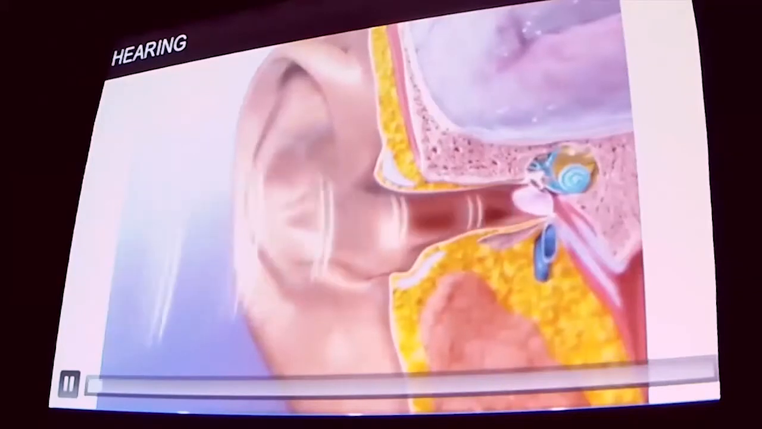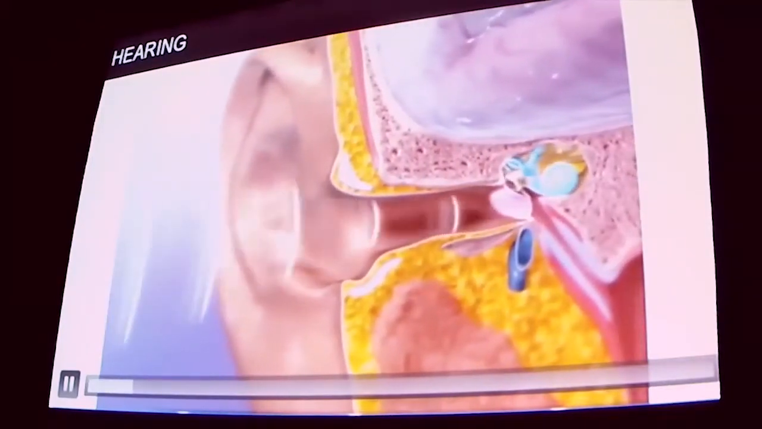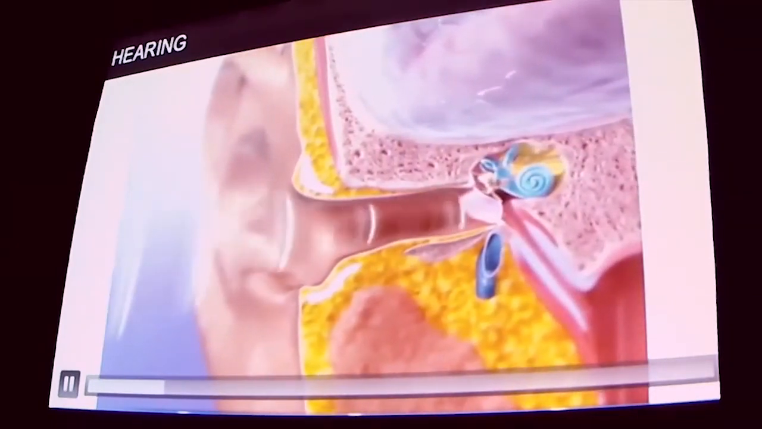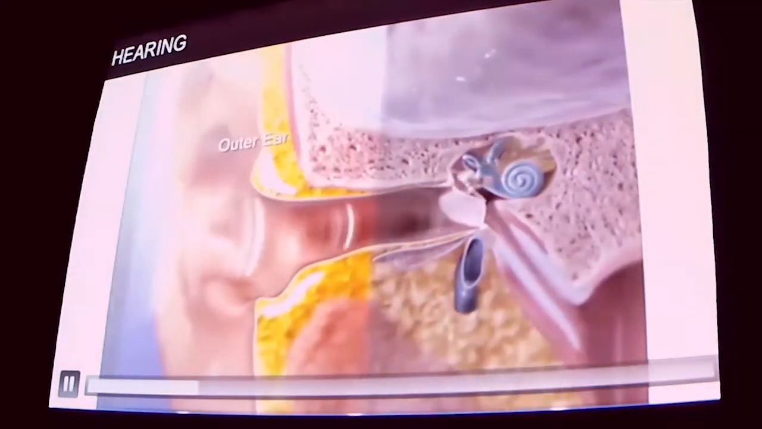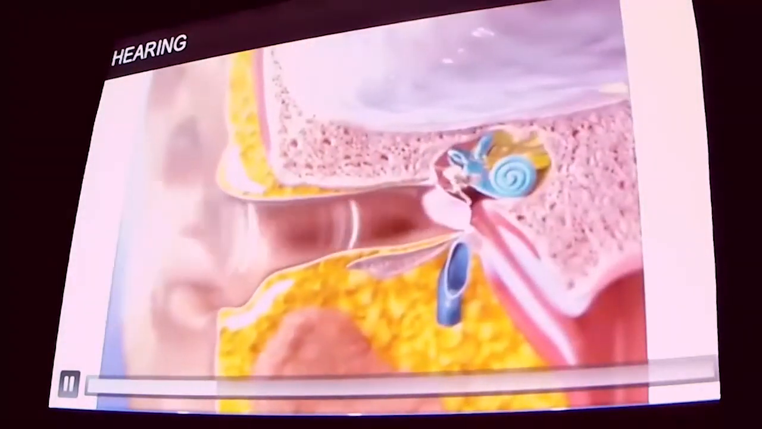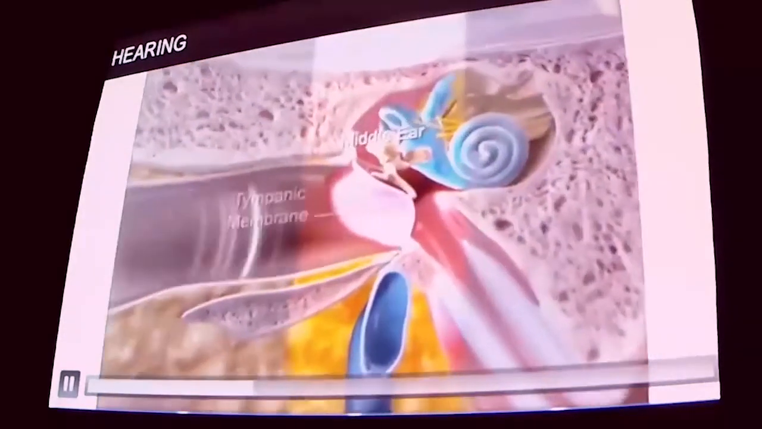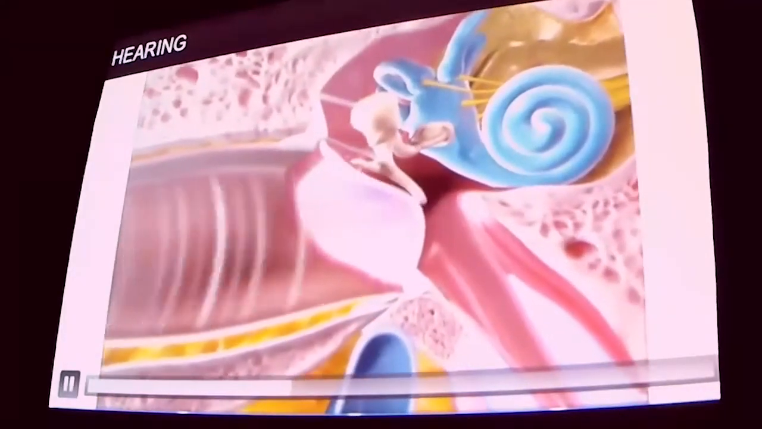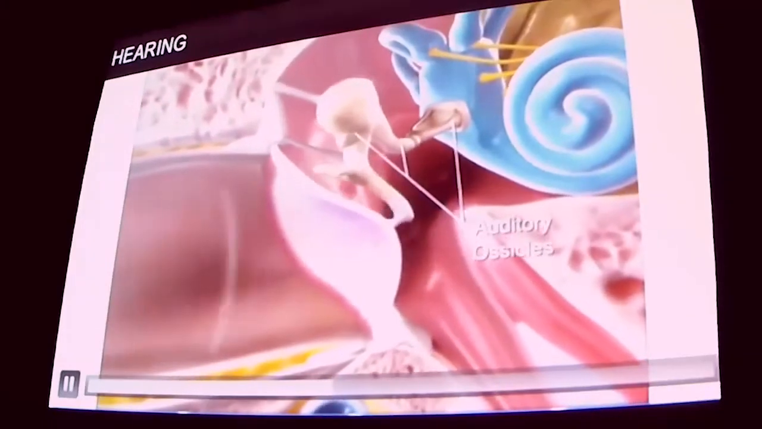So the process of hearing involves sound waves creating mechanical motions that cause fluid in the ear to move in waves and trigger nerve impulses that the brain interprets as sound. The outer ear functions as a funnel to funnel sound waves. The vibrations from these waves reach the middle ear and move the tympanic membrane, often called the eardrum. This causes 3 bones called the auditory ossicles to also move.